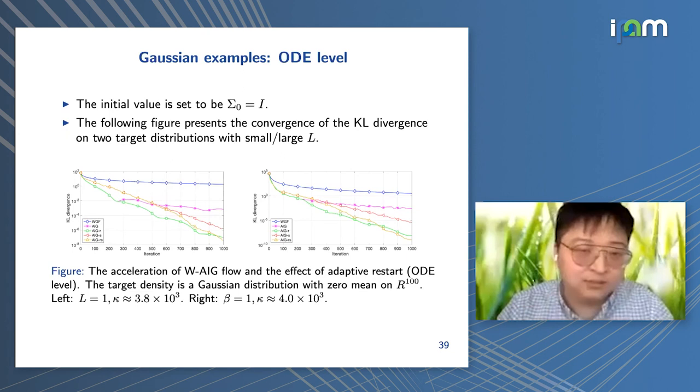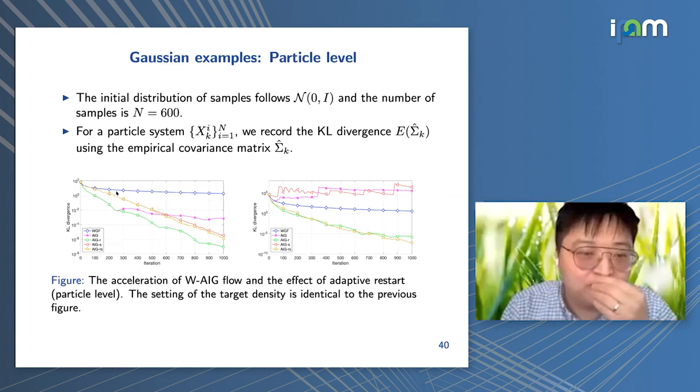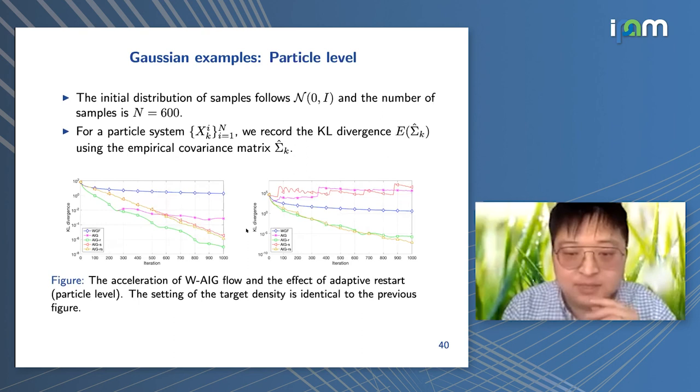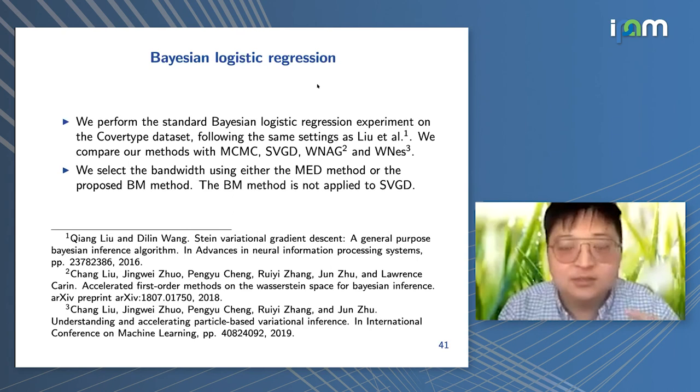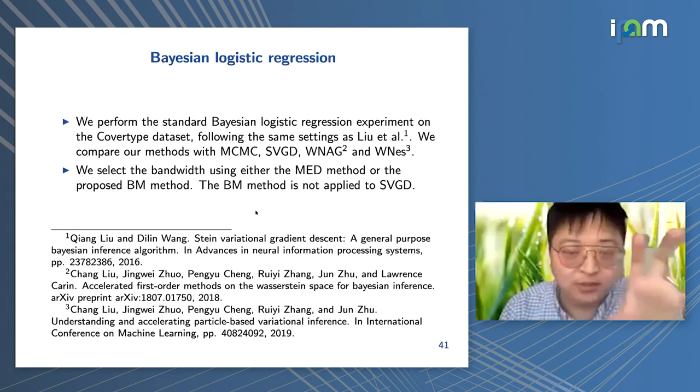Here we compare at the particle level, and again we are much better than the gradient flow and the classical MCMC method. In the end, we do the so-called Bayesian logistic regression. This is a very typical problem. They have SVGD, Stein variational gradient descent, and other methods that create a lot of state of the art methods here. We compare with the state of the art directly. This is a real large dimensional example.